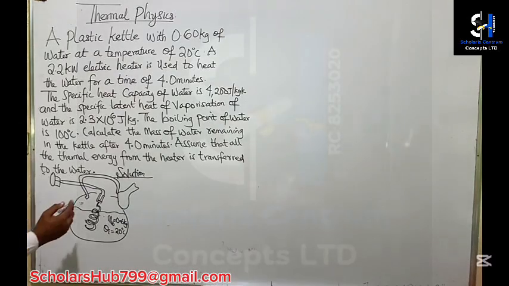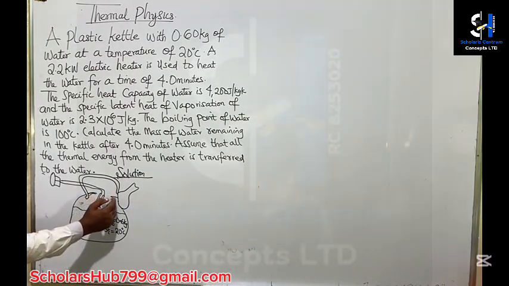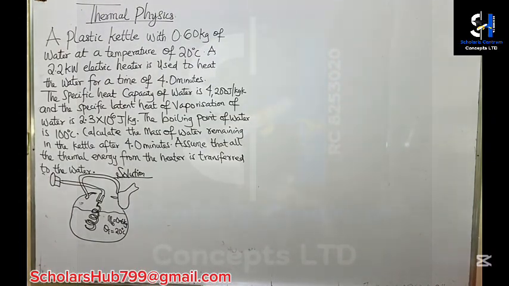So what this means is that the kettle is left open. So we have the electric heater. The rating of the electric heater is 2.2 kilowatts. So that means the electric heater is used to heat the water for a time of 4.0 minutes.